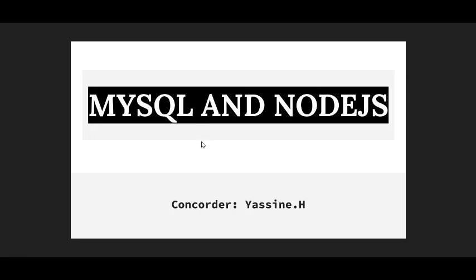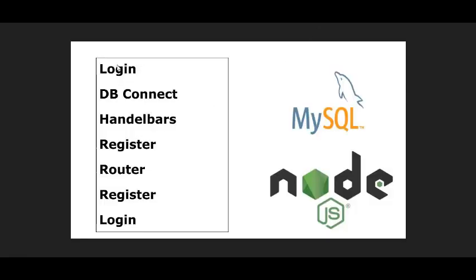In this episode, we're going to learn how to create a login and a register using MySQL and Node.js. We're going to use MySQL for the database and Node.js for the server. For the front end, the template, we're going to use a handlebars engine called HBS. We're going to start now with our login.